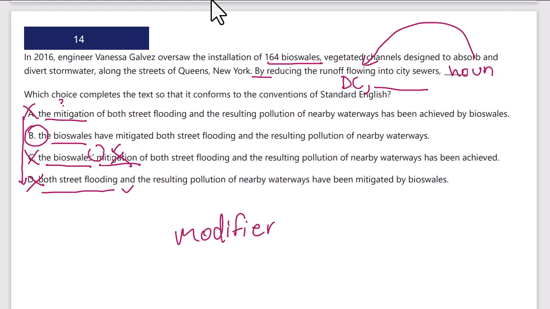So dependent clause, comma, the bioswales have mitigated both street flooding. This is the right noun. The bioswale is being modified by the dependent clause before it. B is the correct answer.